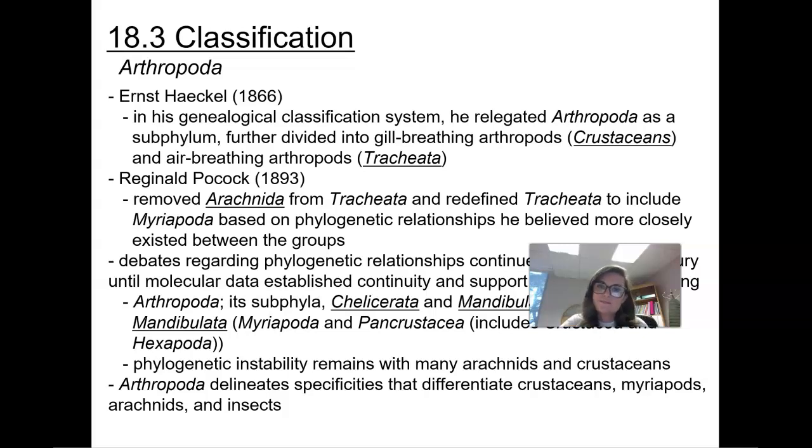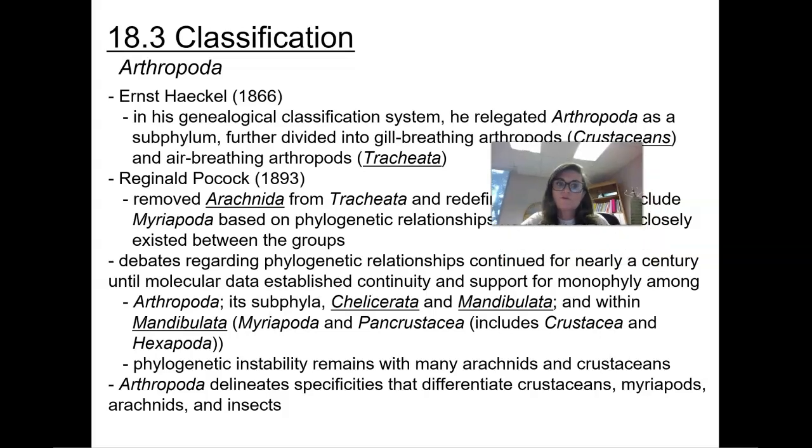Now they're going to have debates regarding these phylogenetic relationships, and it continues for nearly a century until molecular data establishes a continuity and helps to support the monophyly among these different groups. So we have Arthropoda as a subphyla of the Chelicerata and the Mandibulata, and with that we're going to divide those up even more. Phylogenetic instability is going to remain with many of the arachnids and crustaceans.